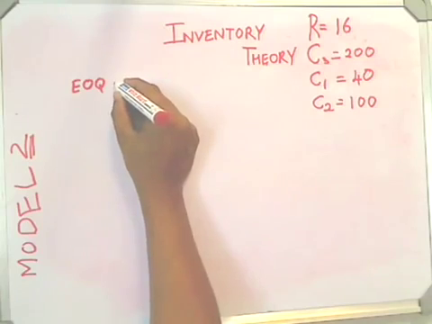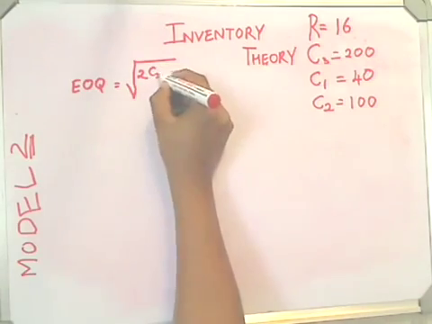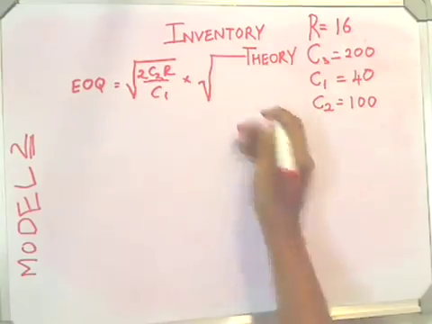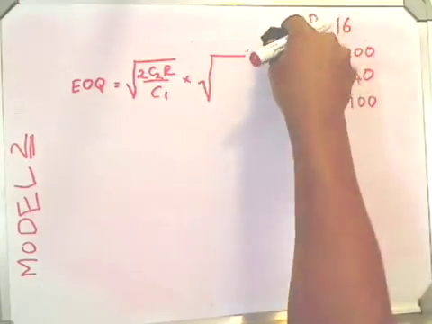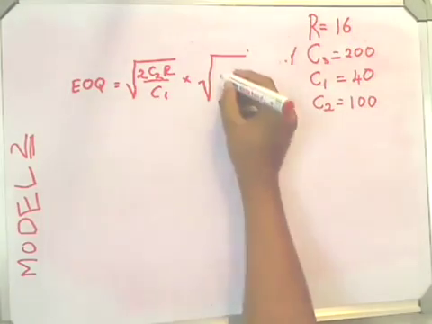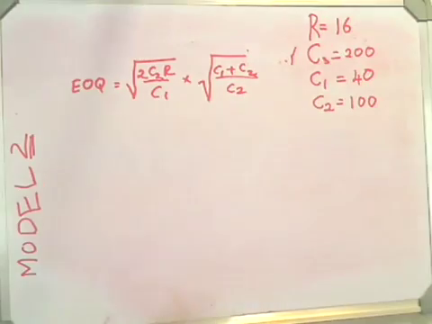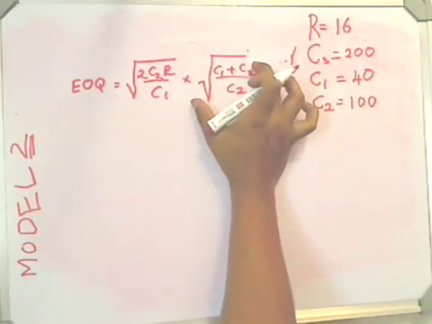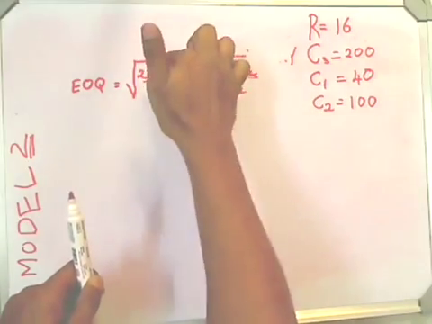The formula here would become the square root of 2C3R divided by C1, multiplied by the square root of C1 plus C2 divided by C2. This is the formula that you would use. This extra bit of formula would be used in case of model number 2. If it's just model number 1, you can ignore all this and this is all that you will be calculating.